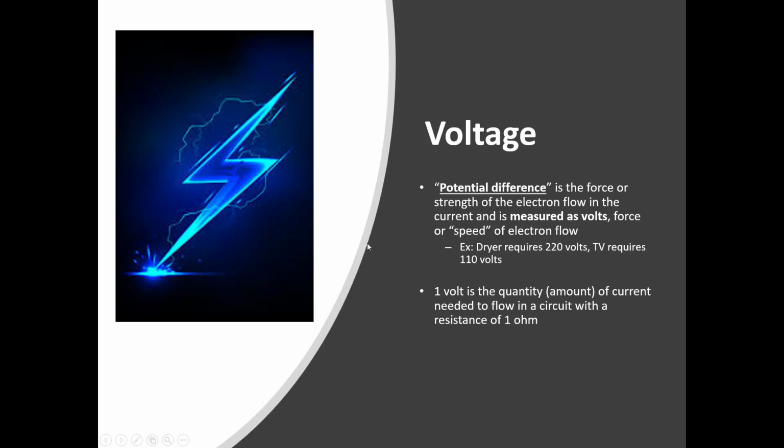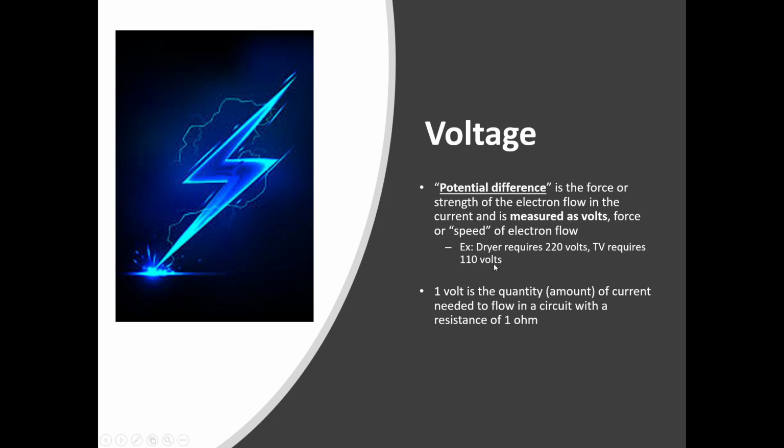Potential difference, there are a couple of different words we can use, whether it's force or strength of the electron flow. We also use speed as an easy way to understand it. So it's the force, strength, or speed of the electron flow in the current, and it's measured in volts. Again, force or speed of electron flow.